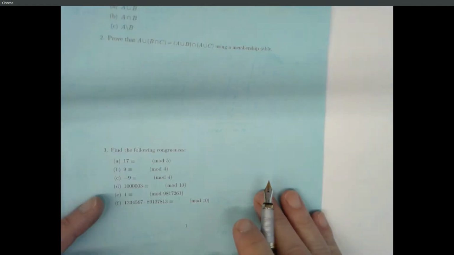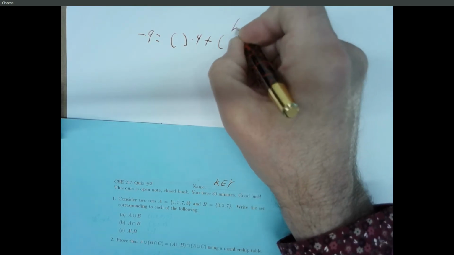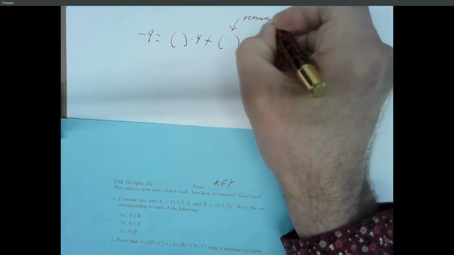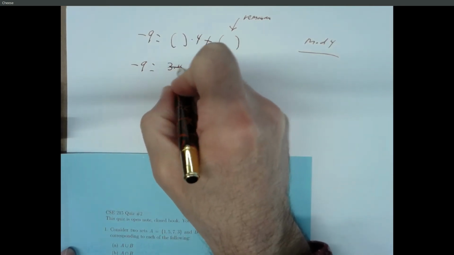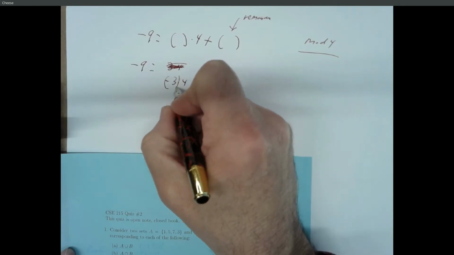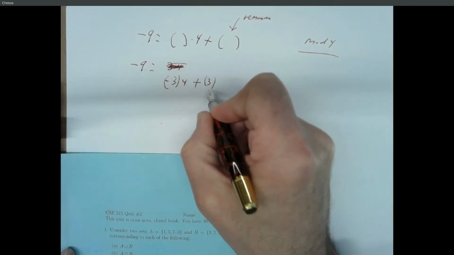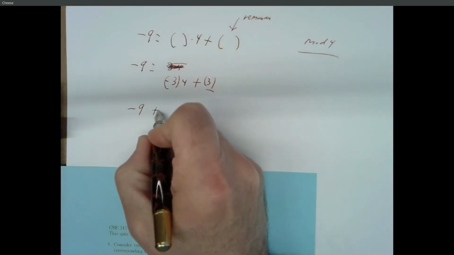Negative 9, one way to think of that is negative 9 equals something times 4 plus some remainder, right? And we're working mod 4, so we want a remainder between 0 and 3. So negative 9 equals negative 3 times 4, which gets me to negative 12, plus 3 left over. For small numbers, one way to do this is just start with negative 9 and keep adding 4.